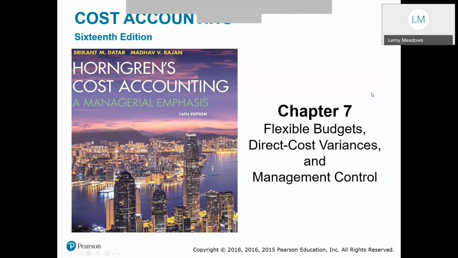Today we're going to deal with Chapter 7, and we're actually going to split this chapter into two different segments. So this is part 1. We're going to talk about the flexible budget and direct cost variances, and then in the next video, we'll look at the journal entries associated with those cost variances, and then management control. How does the flexible budget, and comparing our actual results to our budget results, what does that do for management control? So let's go ahead and get started here.